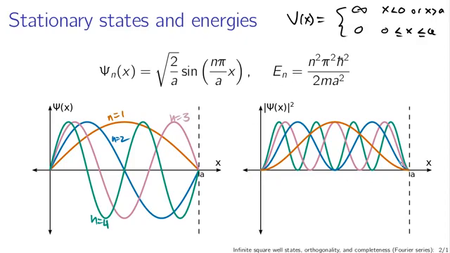If you calculate the squared magnitude of the wave functions, they look like this. 1 hump for n equals 1. 2 humps for the blue curve, n equals 2. 3 humps for the purple curve, n equals 3. And 4 humps for the green curve, n equals 4. So you can see just by looking at these wave functions that there's a lot of symmetry.